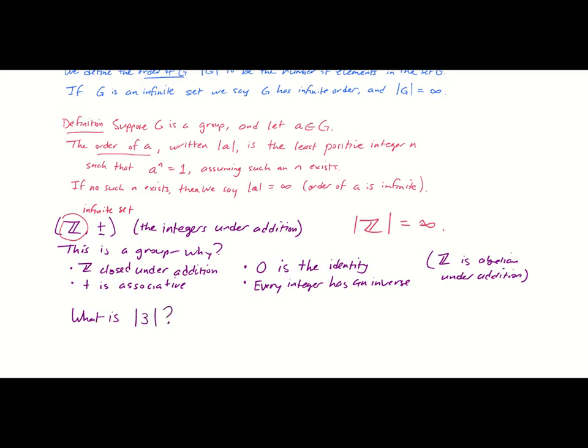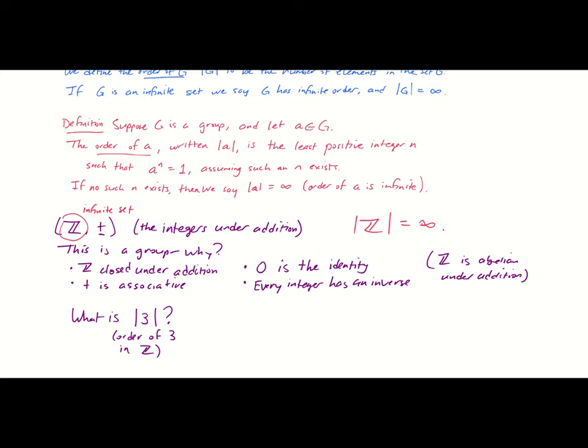And remember, I'm using this to mean the order of 3, not the absolute value of 3 in this group. Well, to answer this question, I need to figure out whether there is some positive integer number of times that I can operate this element with itself so that I will return to the identity.